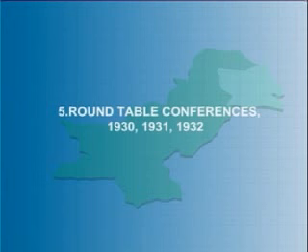3 roundtable conferences were held. The first roundtable conference was held in 1930, the second in 1931, and the third roundtable conference in 1932. In the case of the first roundtable conference, Muslims were represented by important leaders like Quaid-e-Azam Muhammad Ali Jinnah, Sir Shafi, Maulana Muhammad Ali Johar, and Sir Zafrullah Khan.